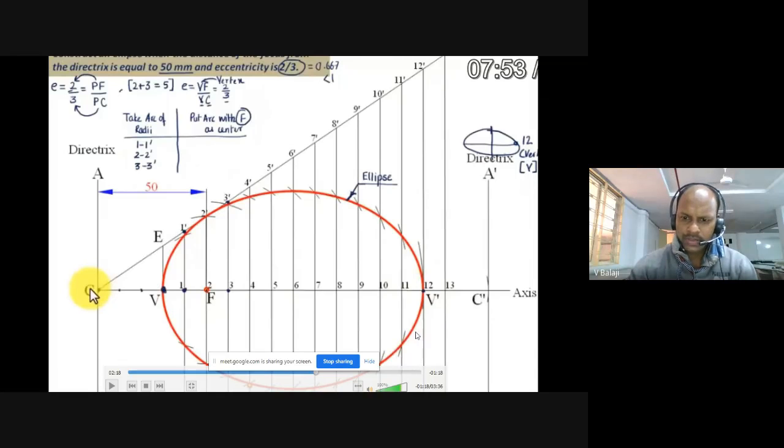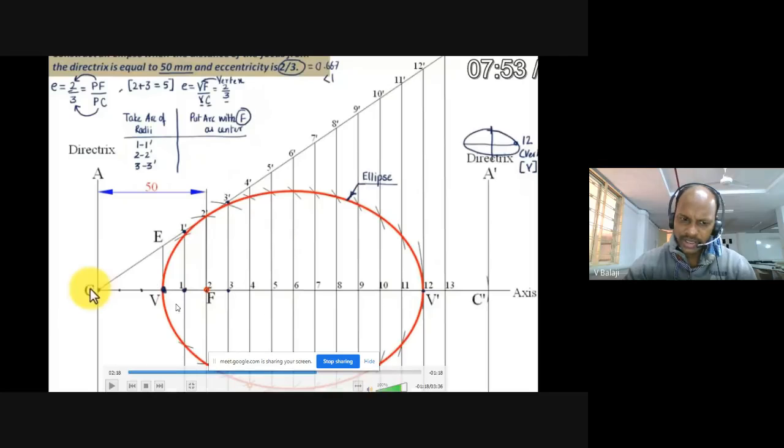Now I would like to tell you, you need a number of points to complete this elliptical curve. Suppose you have taken initially 9 points. If the curve is not closed, you take two more points, and you will get the complete curve. Like this, you may get 11, 12, or 13 points. If you take the distance between 1 and 2 very close, you may have 20 points, something like that.